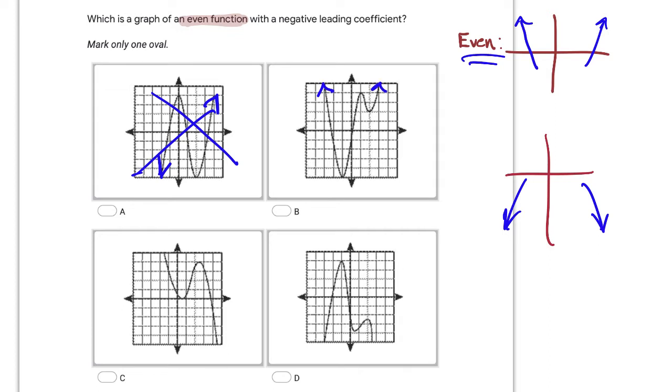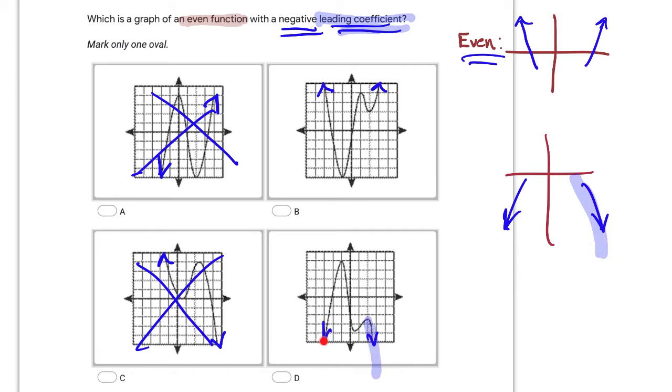The second one here, B, they both go up. Okay, in C, one goes up, one goes down. And in D, they do both go down. So one of those is our even function. It's either B or D at this point. And the negative lead coefficient tells us which one it is, because negative lead coefficients always go down on the right-hand side first. And so this one right here goes down on the right-hand side.